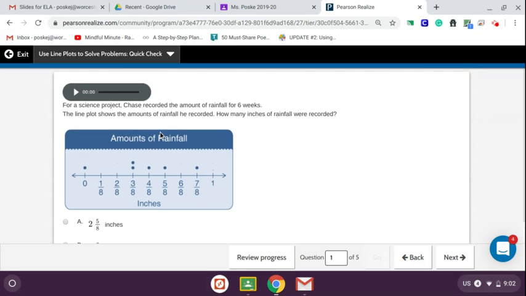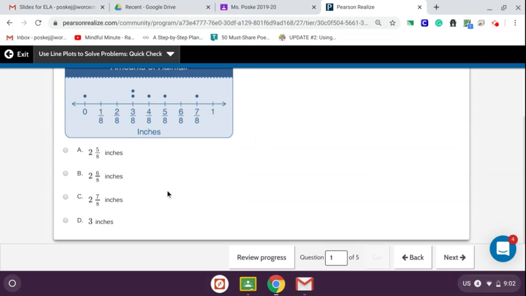Okay. So 3/8 inches was accounted for twice. 4/8 inches was accounted for once. 5/8 was accounted for once, and then 7/8 was accounted for once. So I would do 3/8 plus 3/8 plus 4/8 plus 5/8 plus 7/8. And then you would solve your problem. Remember, you're gonna get one of these numbers. So you're gonna have to remember how to add fractions.